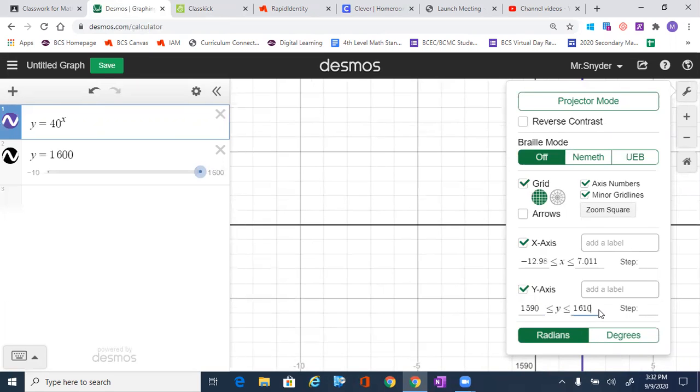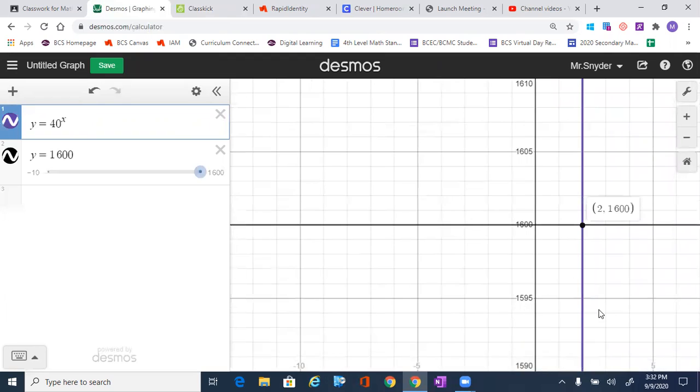And then once I've got that, I can find out where they intersect and look at it. There's our x value of 2. It gives us that value right there, x equals 2.